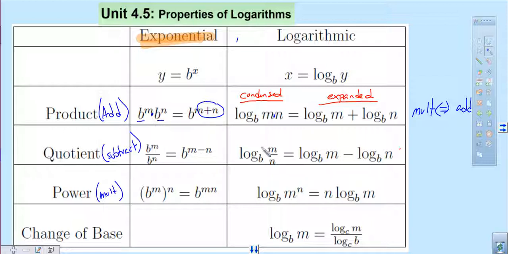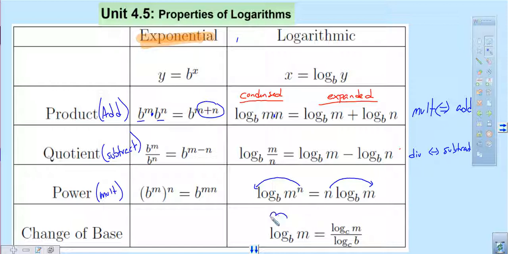On the next one, same thing: we're condensing on one, expanding on the other. The key thing is that division turns into subtraction, or vice versa. When we're condensing, we have one logarithm; when we're expanded, we have several logarithms. The last rule is called the power rule, and it says we'll take the exponent and move it out in front. That's not exactly what the exponential rule says, but it's similar in that you're doing something with the exponent. If it's on the exponent, you move it out in front; if it's out in front, you move it back up to the exponent. It depends on which one you're looking at.